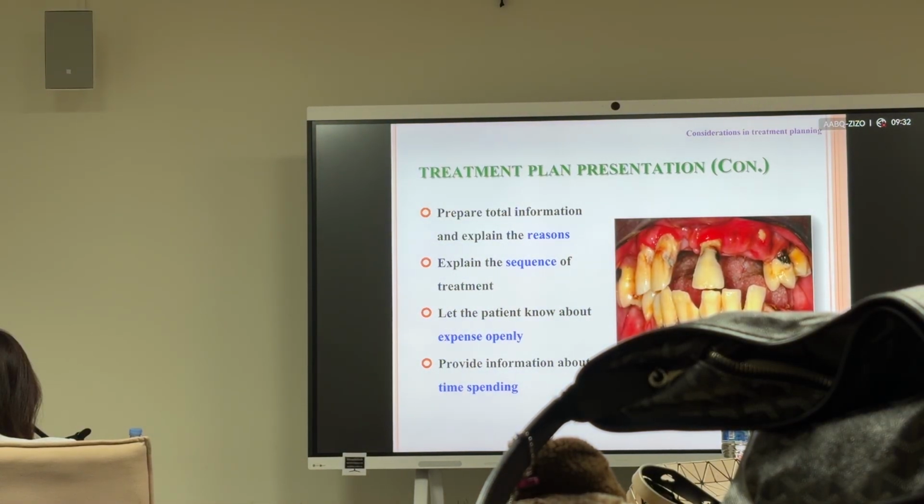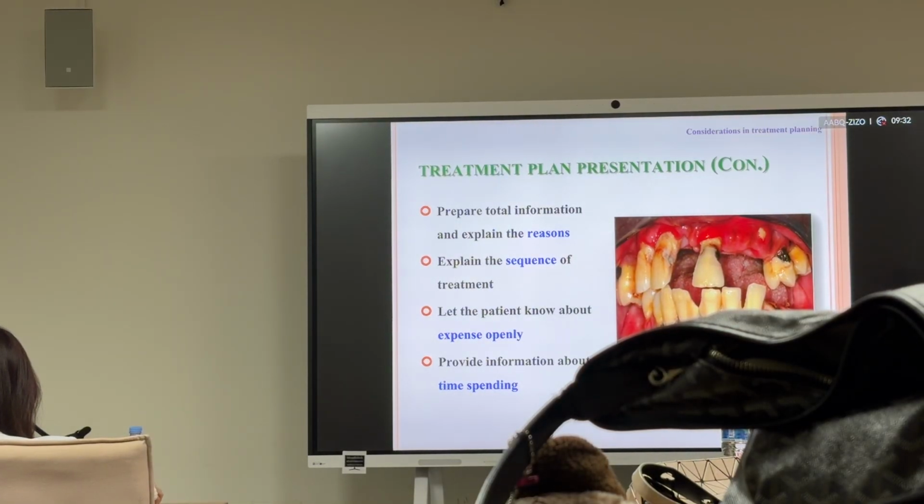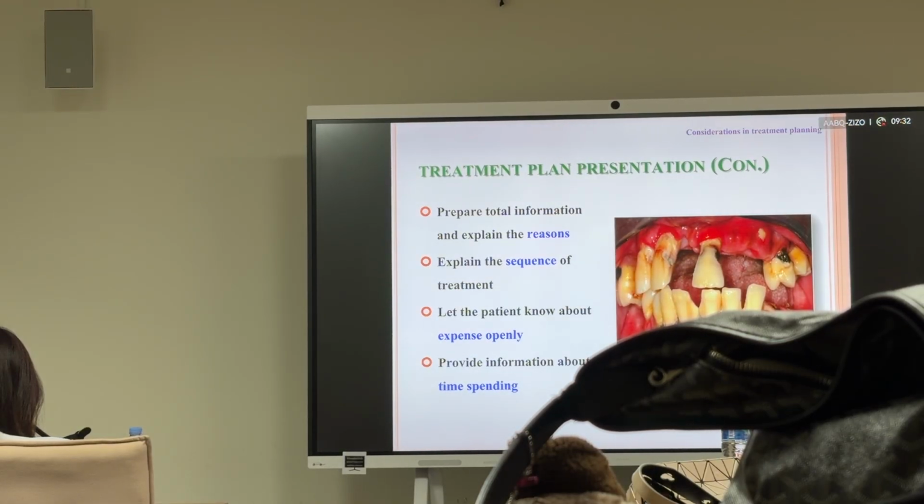And prepare total information and explain the reasons. Why you do this first, why you do that second, why you do that third step. And explain the sequence of the treatment clearly. Let the patient know about expenses openly. Because, okay, the price of the removable denture and the price of the implant are very different. And in our setting in the dental school, maybe you need to explain the price of treatment with dental students and the price at the special clinic with the already-qualified dentist. The price of each work, how much the price, how about the visits.